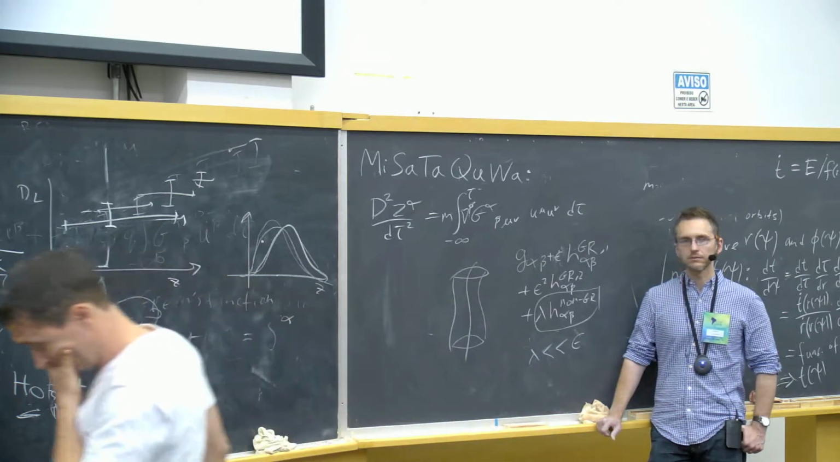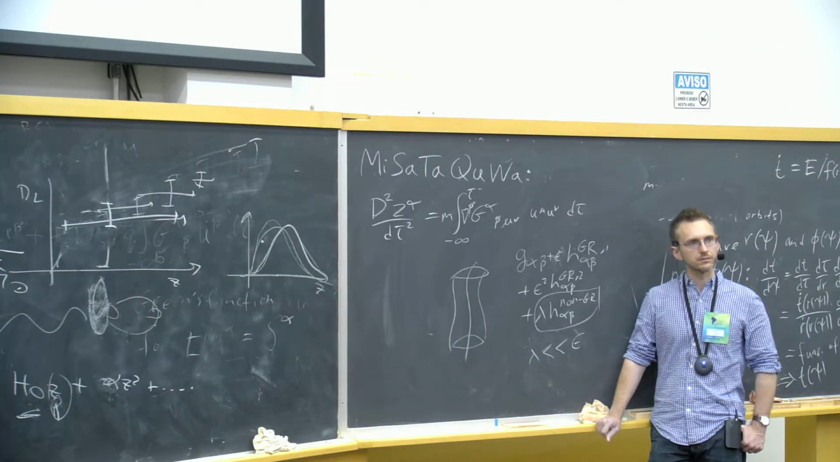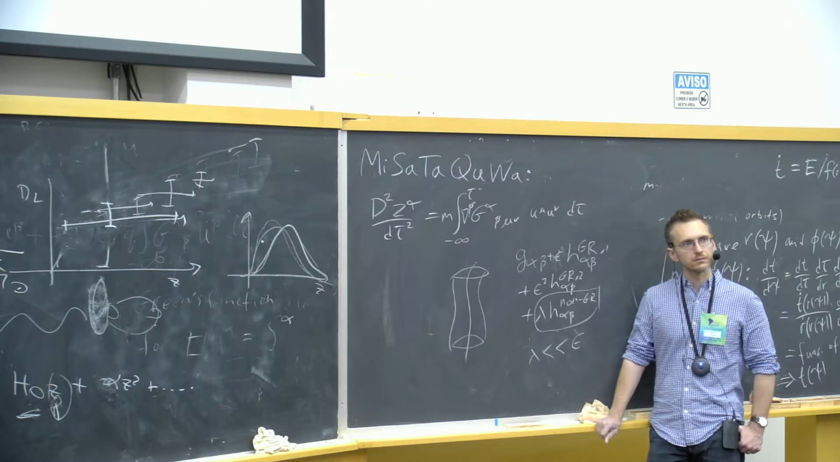Is there any screening of the gravitational wave due to the other matter in the universe?